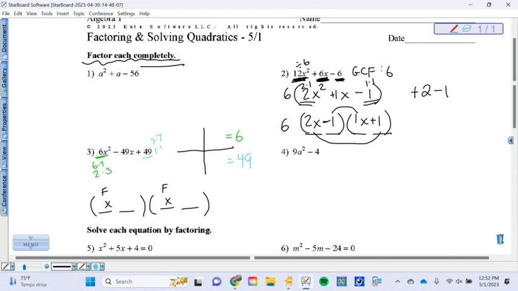7 and 7, 1 and 49. Okay, so now remember, I have to use a combination. I have to pick one of these pairs and one of these pairs so that my first times first gives me 6, my last times last gives me 49, and then my outers and my inners give me negative 49.